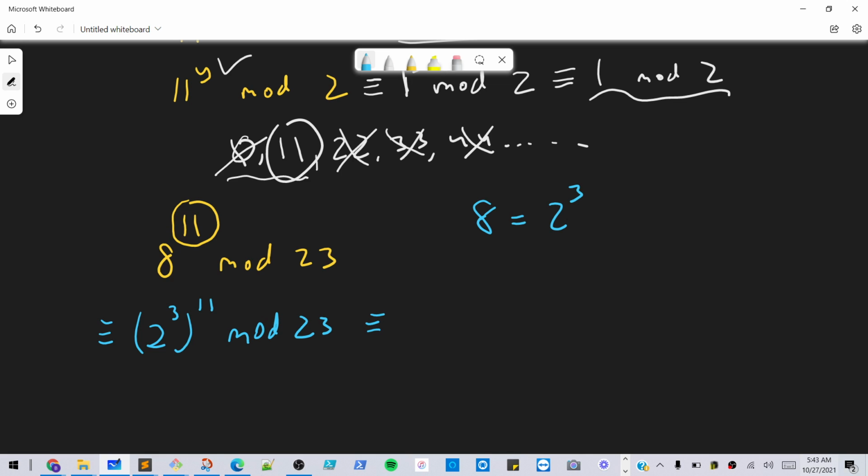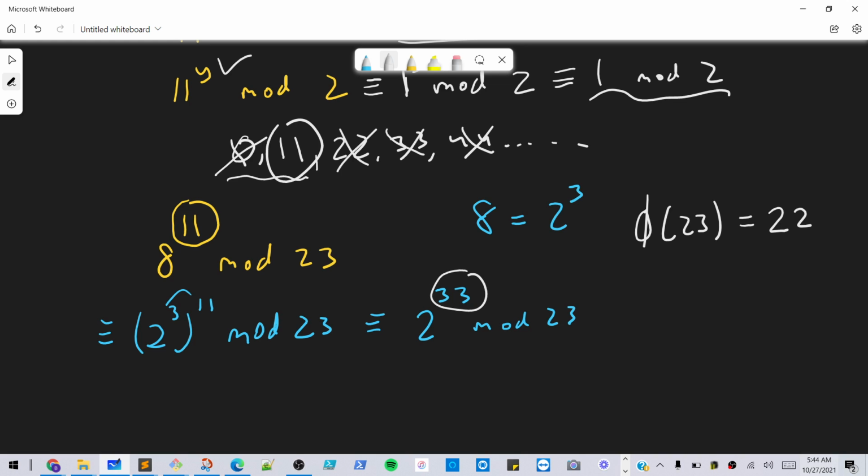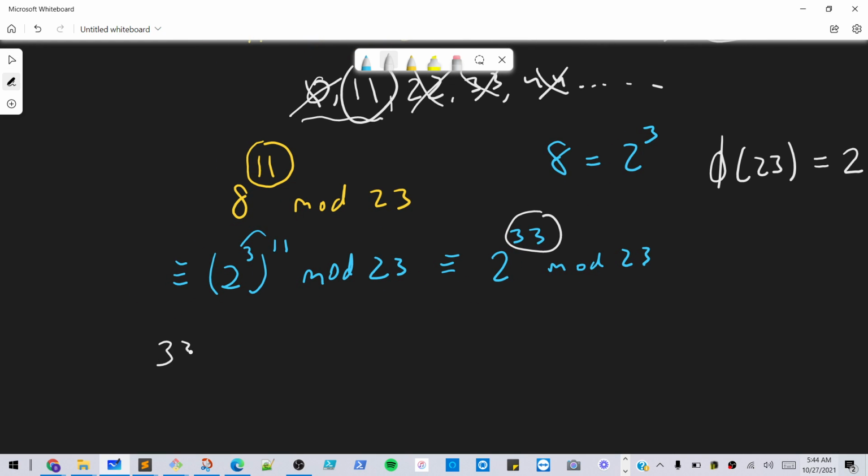That's the same thing, using exponent rules and multiplying, as 2 to the 33 mod 23. Then we can go back and use our totient function again, which we already found, phi of 23 is 22. Then we can reduce 33 mod 22. That's easy. That's just the remainder of 33 divided by 22, which is 11.